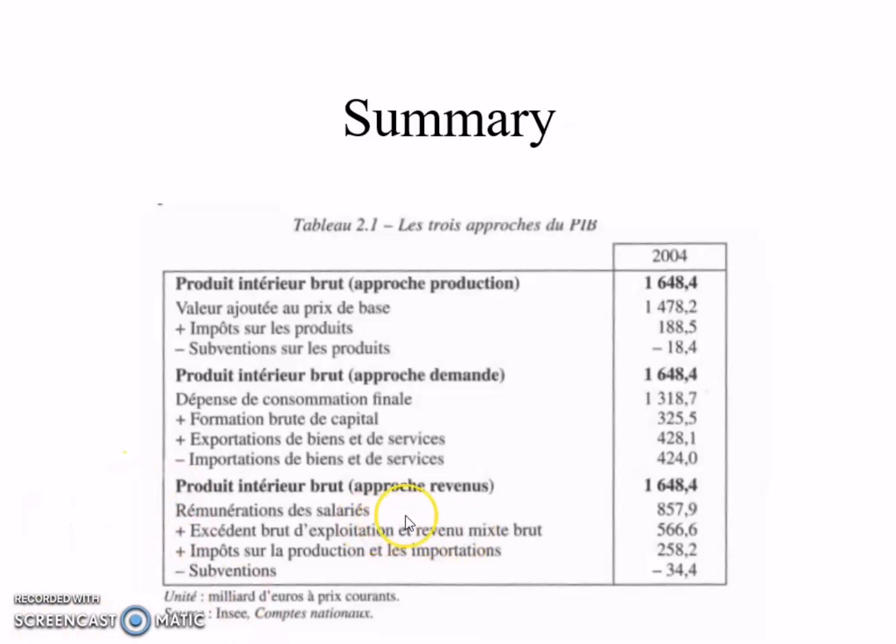The income approach is the same as the previous formula. They give the same result. When I say compensation of employees, profits are like the gross operating surplus, the mixed incomes for rents, and then taxes less subsidies. So it's the same, just different names.